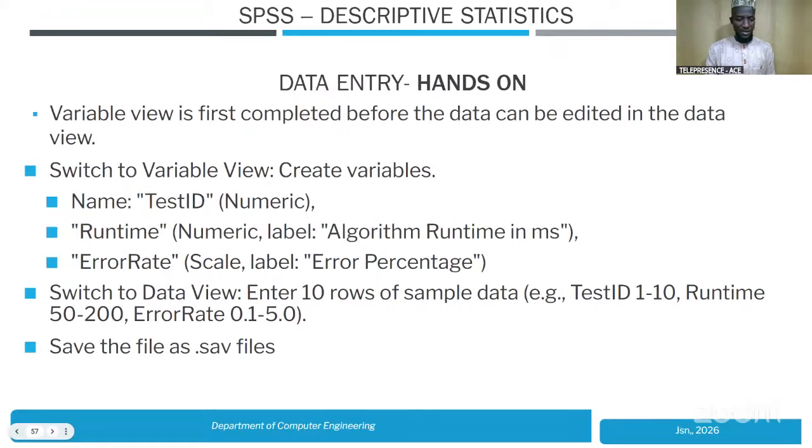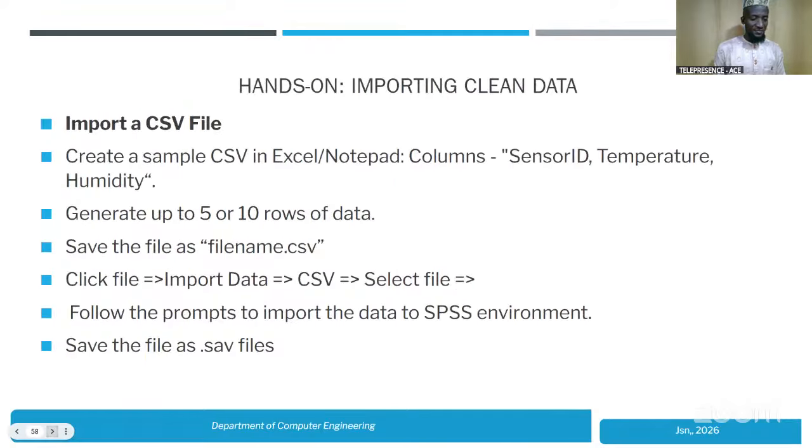This is just a hands-on exercise that you can practice on creating a variable name. We can use test ID. These are valid variable names: runtime, error rate. When we create this, we can then save the file as .sav, which I have mentioned earlier. SPSS saves its own file as .sav. Then we can import the file as CSV. CSV means comma separated file.